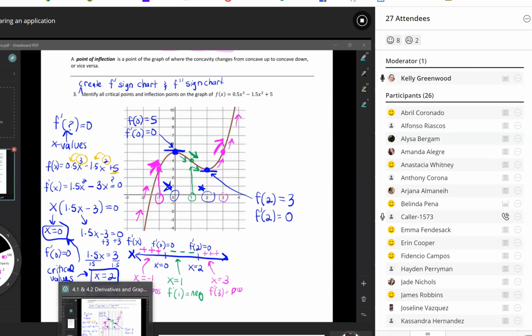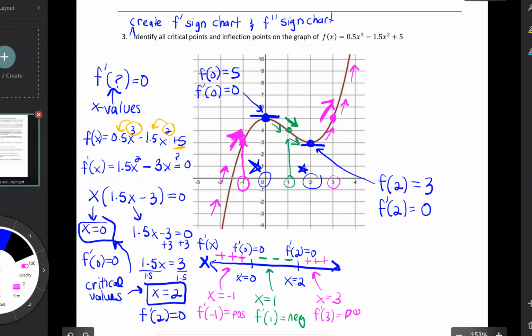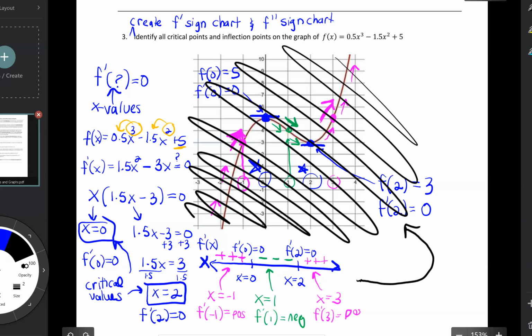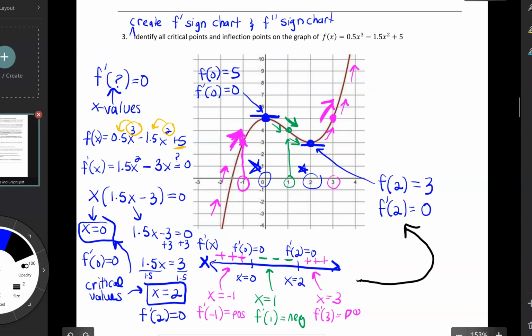Because remember, in a little while, what's going to happen is you're not going to be given this graph. You're only going to be given the sign chart, and you're going to have to create the graph. So we're trying to make connections by giving it all to you at the beginning, but then you're going to have to do it on your own there. So let's look at some of these important points here, just to kind of get our brain started. What's happening when x is 0?